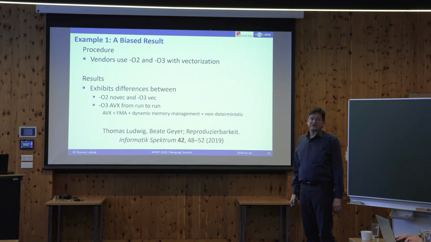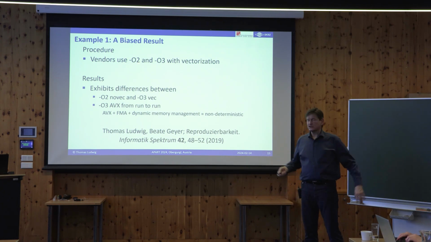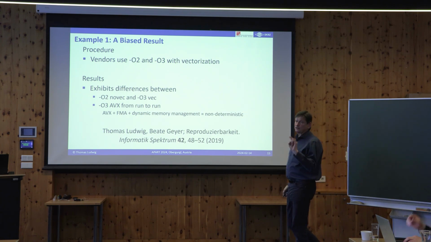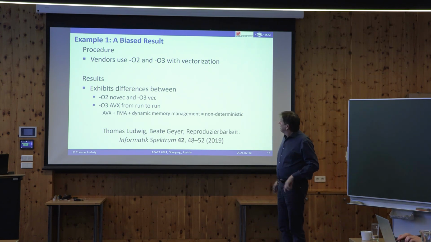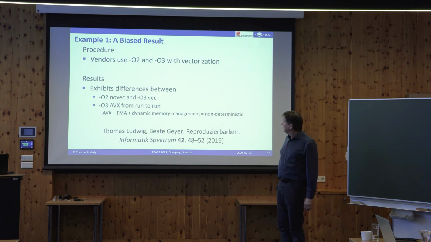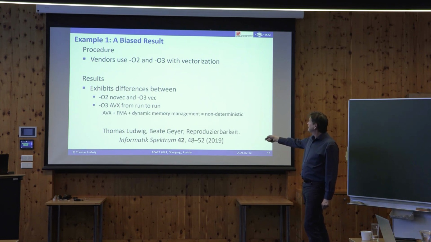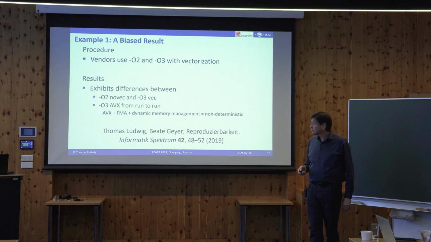And I will show you how these different results might come into existence. So we made a comparison with a compiler, and we did that on DKRZ. We have the example that a vendor uses, for example, -O2 and -O3, with vectorization, without vectorization. I will show you what will happen. So we have two situations that we distinguish, two examples. We compare -O2 without vectorization and -O3 with vectorization. And then we have several runs of a code that uses also AVX and FMA and dynamic memory management, which makes the processor definitely behave non-deterministically. That was published in a short paper that we had in Springer.